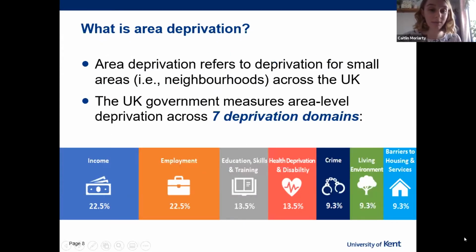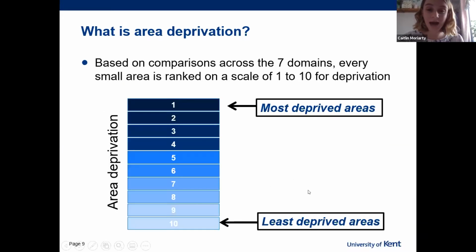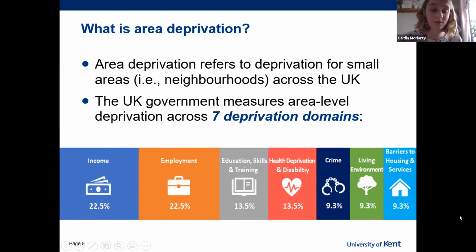So what exactly do we mean by area deprivation? Area deprivation refers to the level of deprivation in small areas in the UK. These small areas are linked to families' postcodes. To measure area deprivation, the UK compares these small areas across 7 deprivation domains. So, for example, as seen on the screen, the employment domain refers to the level of unemployment in a given area. The income domain measures the proportion of the population experiencing deprivation related to low income. And the living environment domain measures the quality of both the indoor and outdoor local environment of that small area.